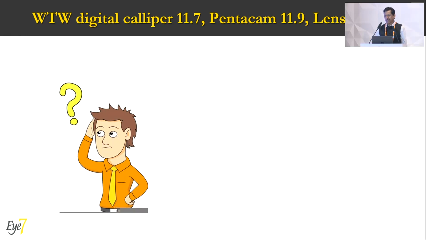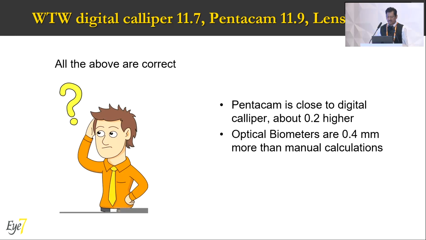And you know what? That's the biggest surprise, and we have accepted that surprise: all the above readings are correct. All the above readings are correct. So that's the bigger confusion. Pentacam is close to the digital caliper and is more by 0.2, and the optical biometer is about 0.4 more than the manual digital caliper. But we have been made to understand that all these readings are similar, and you can just go ahead with the same sized ICL.